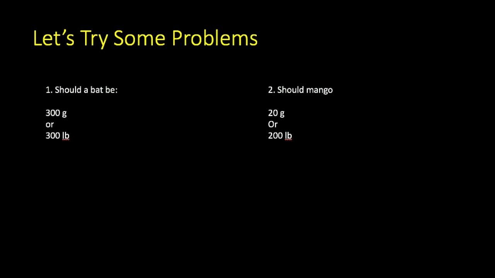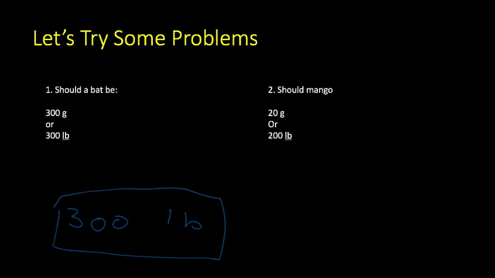Should a bat be 300 grams or 300 pounds? Now 300 pounds is pretty big. It's more than average human weight, and a bat is not as big as a human, and that would mean 300 lb is too big of a weight for a certain type of bat. It could be a cricket bat or a baseball bat. So 300 lb cannot be our answer because that is way too big. So our answer can be 300 grams.